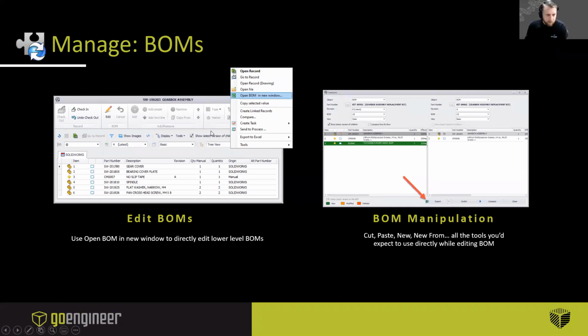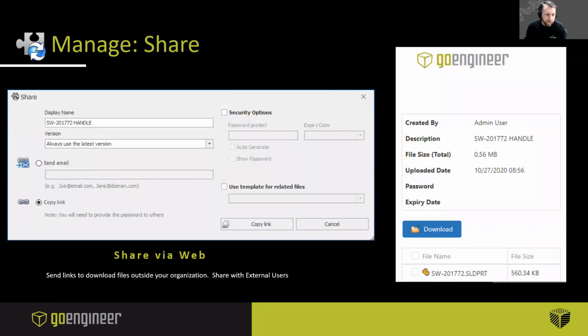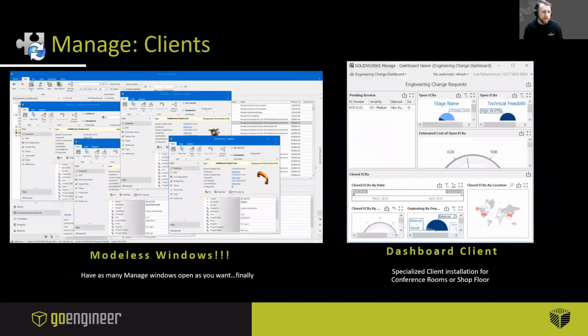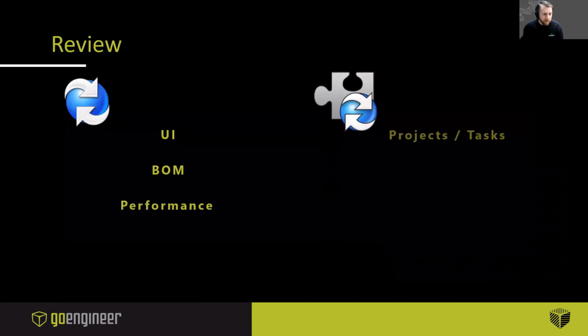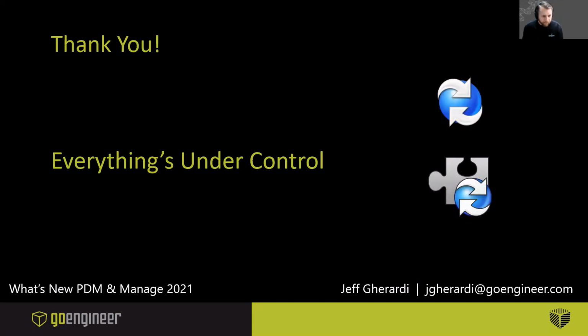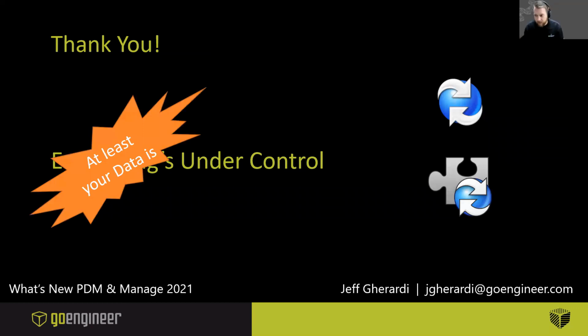So we talked about bills of materials, editing them, comparing them, moving things around at the current level and lower levels. We talked about creating links to share things via the web and give external users the ability to download items. We talked about multiple windows and dashboard specific clients. So I think that covers most of what I wanted to talk about here. I'll go ahead and open it up for questions right now.